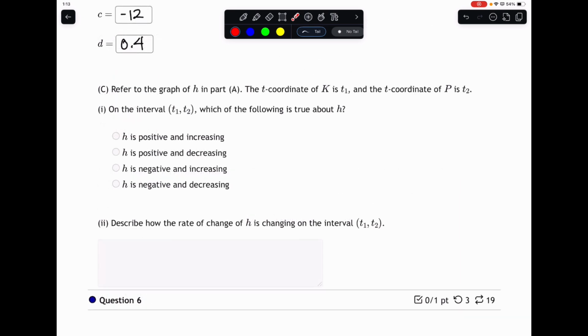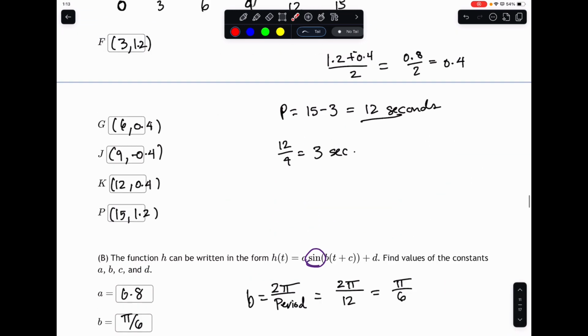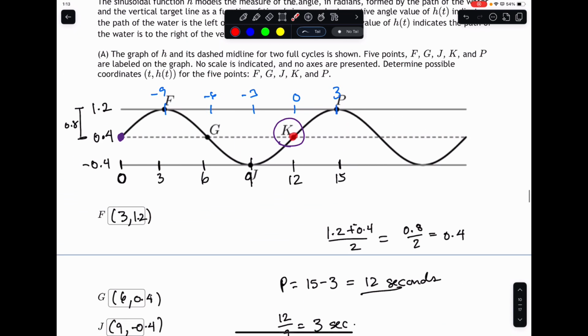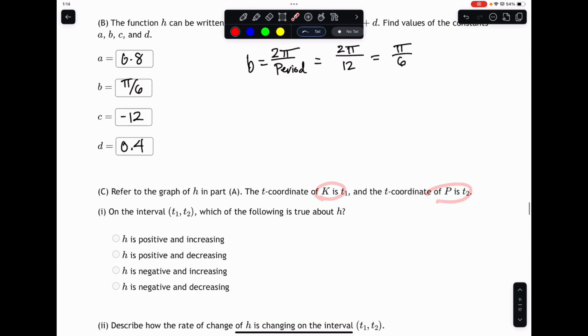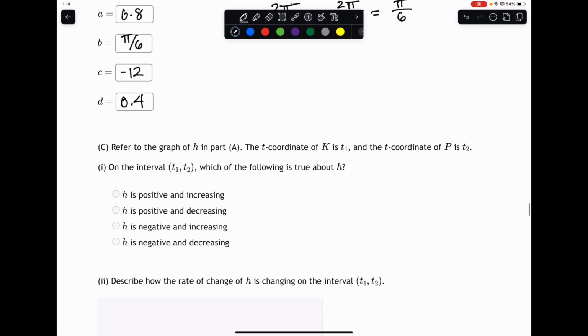Now for question C, again, the same 2 parts. Here we're going to look at what's true on the interval of t1 to t2, from K to P this time. From K to P, our y values are positive and it's going up. So the correct answer here, positive and increasing, is that first option.